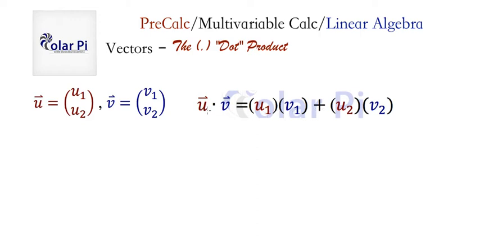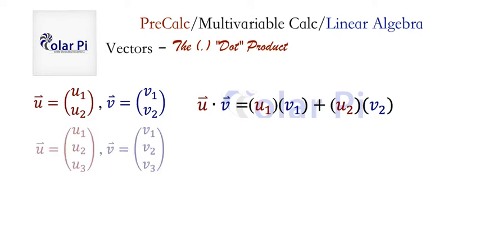So the dot product between two vectors returns a scalar. That is, the dot product between two vectors is not in turn a vector. It's just a constant. I'll say more about what that constant means in a different video. But the dot product between two vectors gives a scalar, is the point.